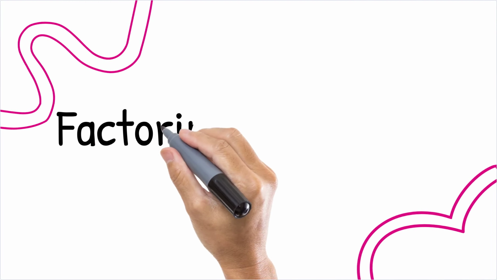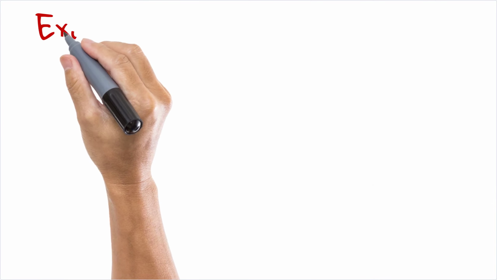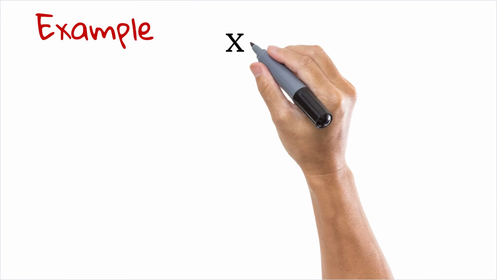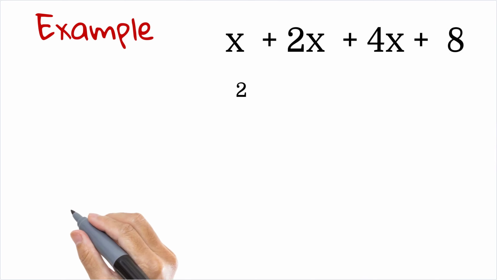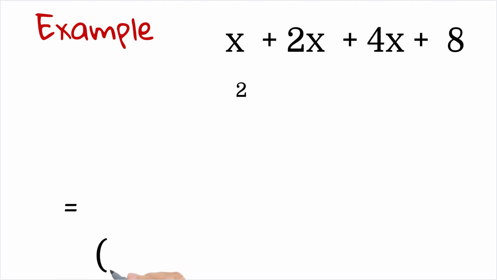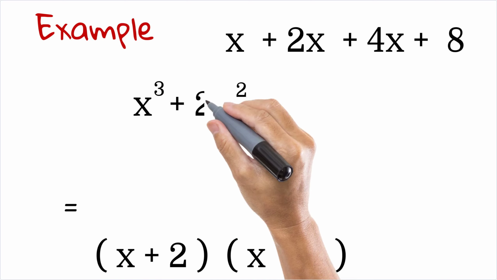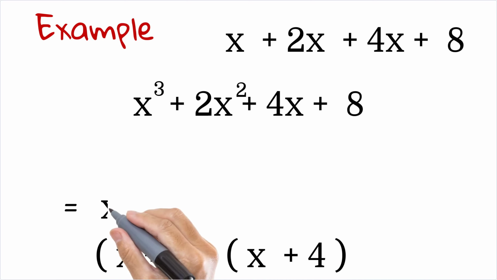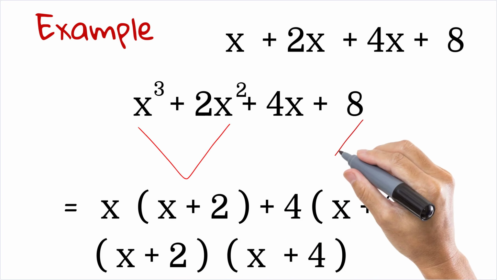Factoring polynomials by grouping. Example: find the factors of the polynomial. First find the common factors of the first two terms and the last two terms. The common factor is x squared for the first two terms and 4 for the last two terms. Again, x plus 2 is the common factor. The factors are x plus 2 times x squared plus 4.